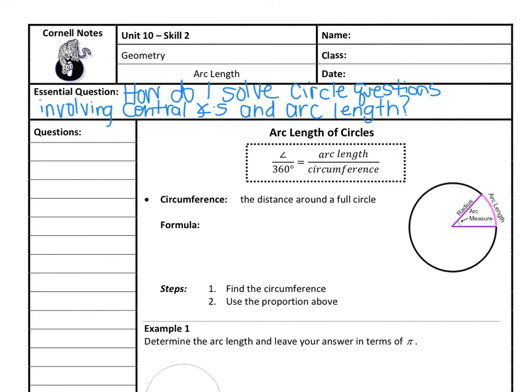You are currently watching Unit 10 Skill 2 video, which is arc length. So take a minute to pause, write down the essential question. How do I solve circle questions involving central angles and arc length?